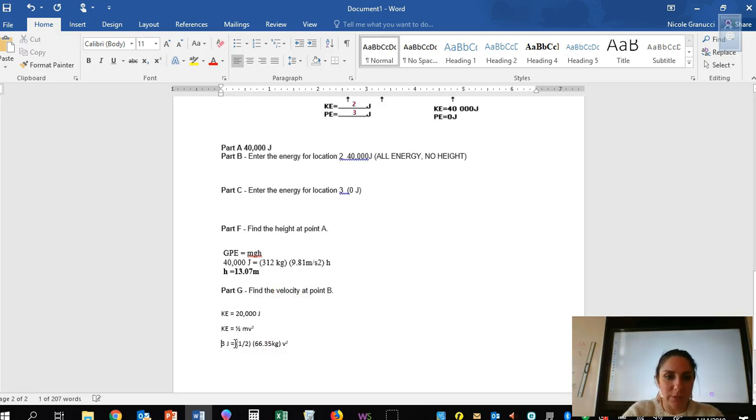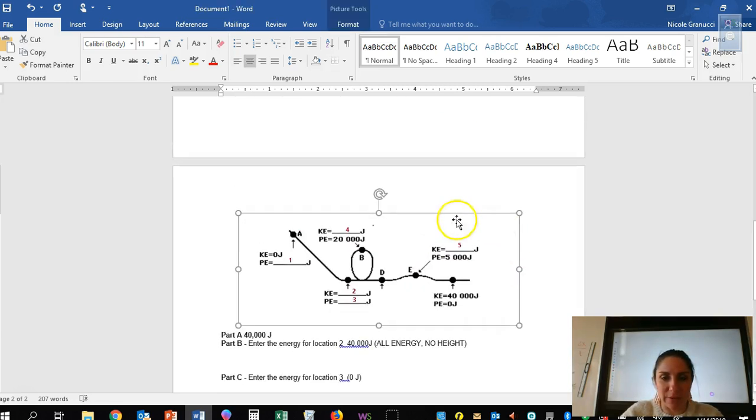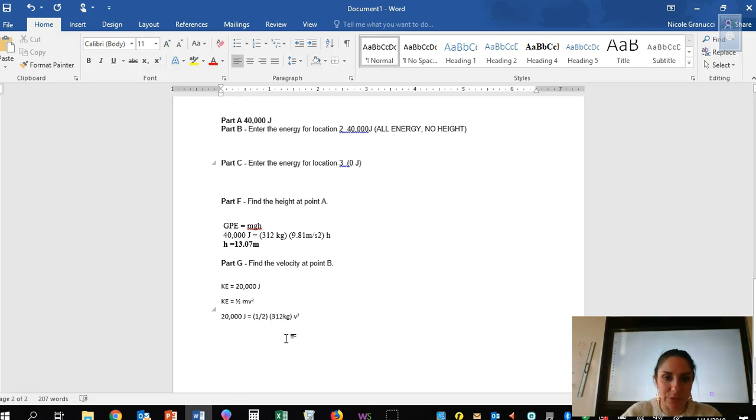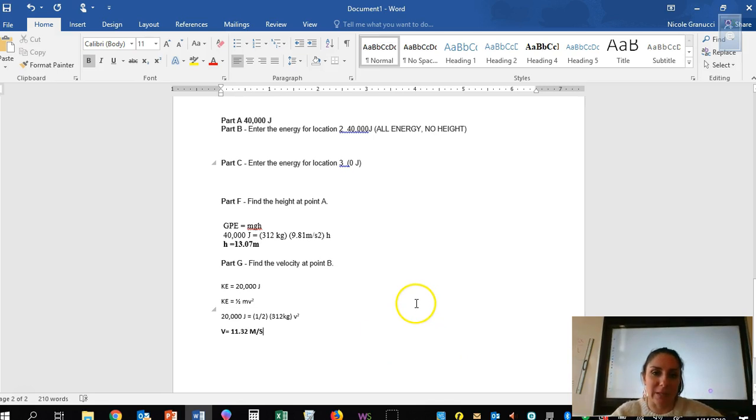So the new energy becomes 20,000 joules, and then the mass is 312. Now I'm using 312 because that's the mass that was given in my question. I didn't write it down here, so it depends on your mass. Obviously you use whatever mass you use. And then v, solving for that, would be 20,000 times 2 divided by 312, square root the answer. 11.32 meters per second. There you go. And that's how you can find the velocity at the bottom of your incline like that.